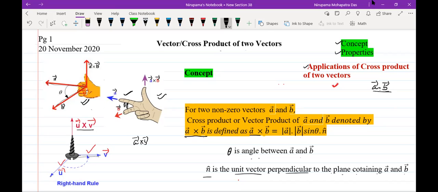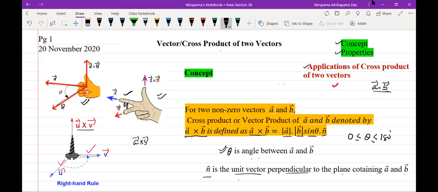The cross product of A and B, denoted by A cross B, is defined as A cross B equal to magnitude of A into magnitude of B into sine theta into n cap. Magnitude of A is the length of the directed line segment A vector. Similarly, magnitude of B. Sine theta, where theta is the angle between A and B, and of course theta will be from 0 to 180 degrees.